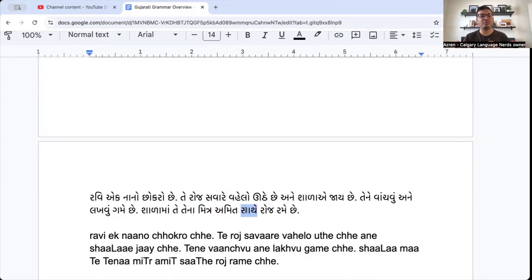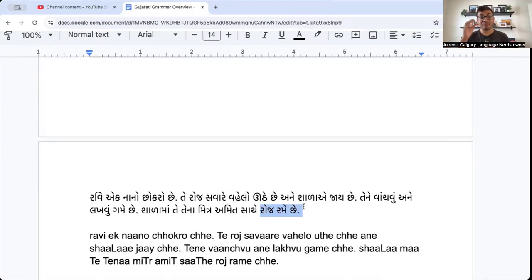Again, we can really move words around a lot in Gujarati. Like, it sounds funny to translate that literally, but we can move words around in Gujarati sentences quite a bit. The word order is very flexible. It almost doesn't matter where you put the words, almost. So with his friend Amit, he plays every day.